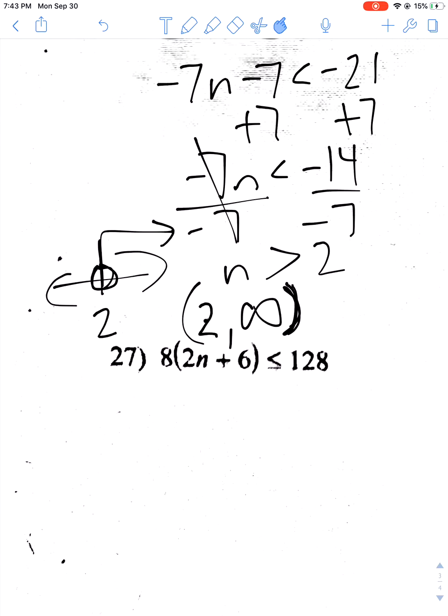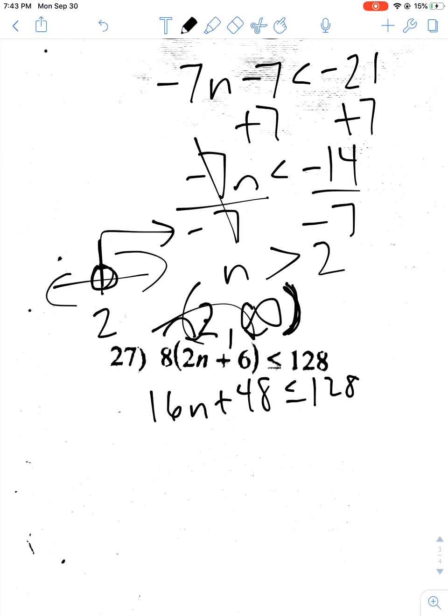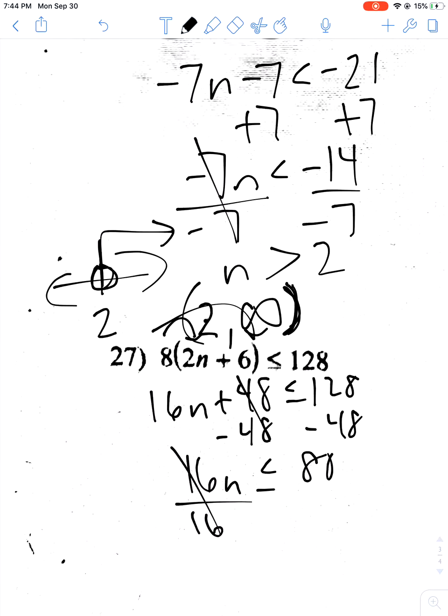All right, DC SAD MAP. Distribute. 8 times 2n is 16n. 8 times 6 is 48. And now we need to solve. Subtract 48, subtract 48. 16n is less than or equal to 80. Now this is 16 times n, so I need to divide by 16. So I get n is less than or equal to 5.